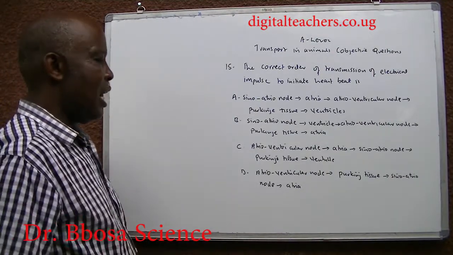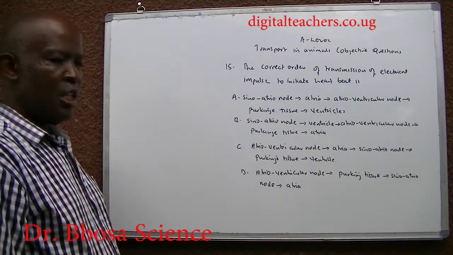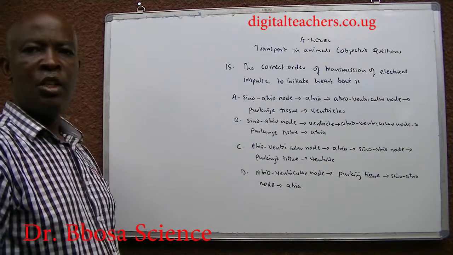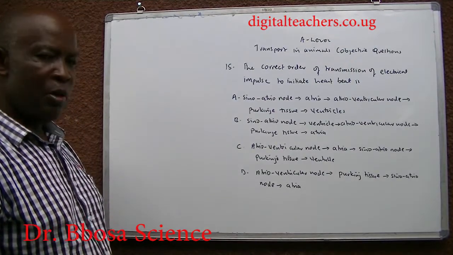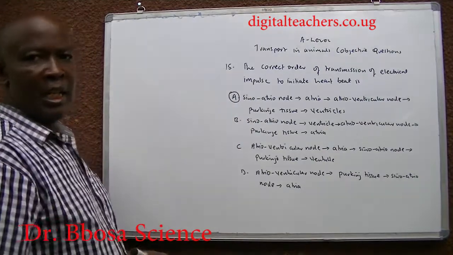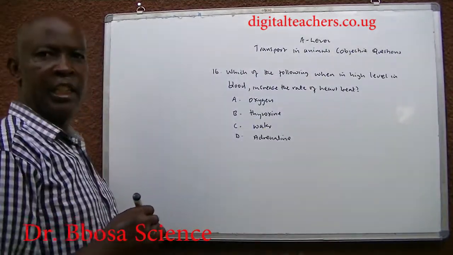D. Atrioventricular node to Purkinje tissue, to sinoatrial node, to atria. You can pause and answer. The answer is A.